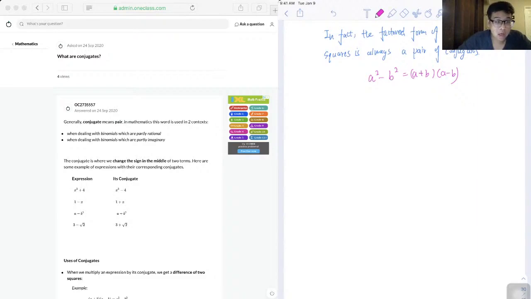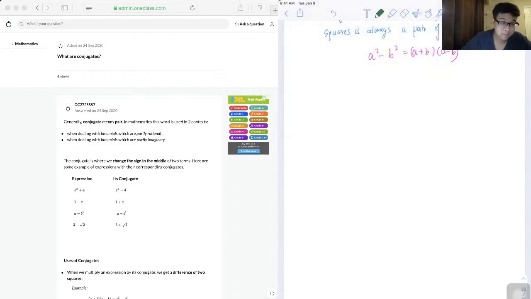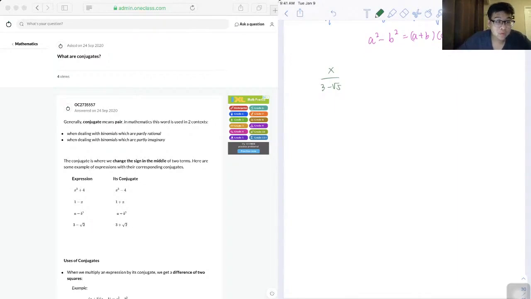So we can always apply this when we rationalize the denominator, and especially when we encounter a square root at the bottom of a fraction. And let's try it with an example. So we got a fraction like this, x over 3 minus root 5. So we need to remove the square root from the denominator, and we need to multiply both numerator and denominator by its conjugate, since we need to maintain the same value of the fraction.